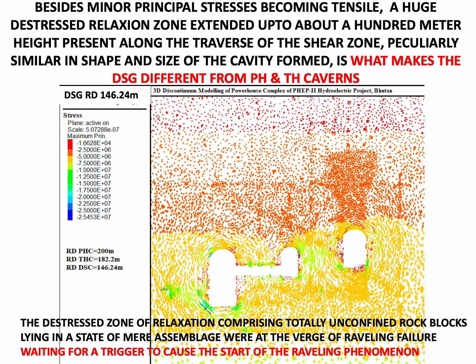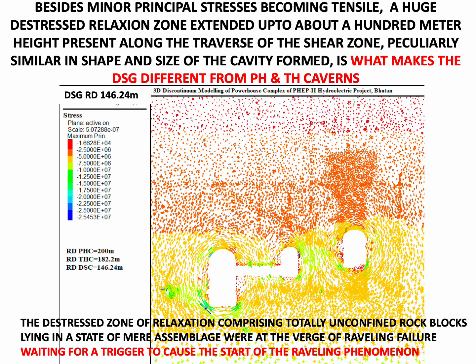These rock blocks fell loose under their own weight. The major principal stresses in a zone stretching in a height of 100 meter or so above the crown in the ridge following the traverse of the shear zone in the hanging wall too had been reduced to meager value of 2 megapascals.